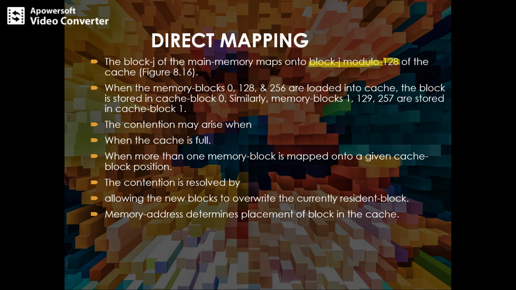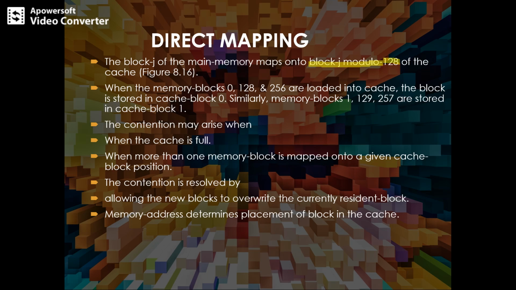Here, a major drawback is that a contention or overhead problem may arise when the cache is full. Whenever the cache is full, but I need to map some other set of blocks from the main memory into the cache, at that instant contention or overloading may arise with respect to the cache, when more than one memory block is mapped onto a given cache block position.